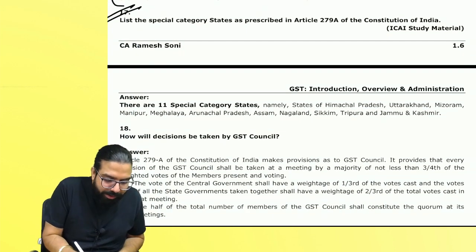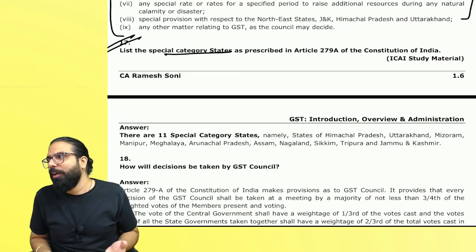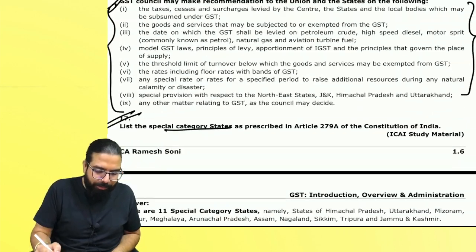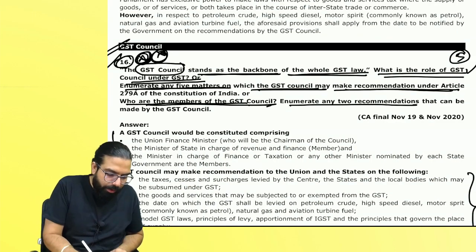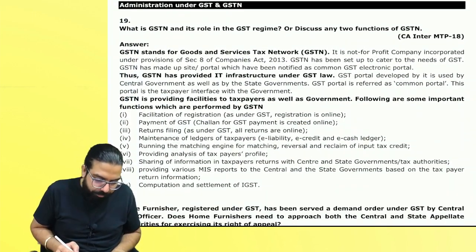The next one is list the special category states. What are the special category states, everyone? Tripura and Jammu and Kashmir. Not required. This is a baby question. This is a good question for you guys. 16th is a good question. Let's go ahead. Next one.